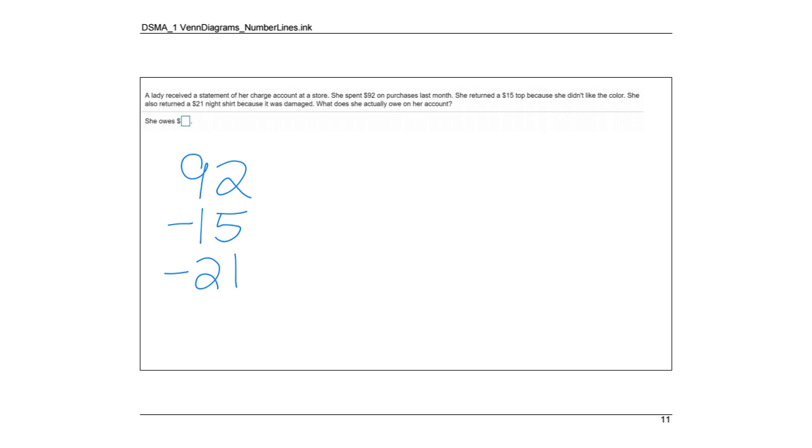Okay, so the $92 is what she owed, but she returned a $15 top, and so she got her money back. Well, that was taken out of the purchases, and then the 21 also. So you can either put that in your calculator, or it looks like this would be 92 minus 36. So that would tell me that she had $56 that she owed on her account.